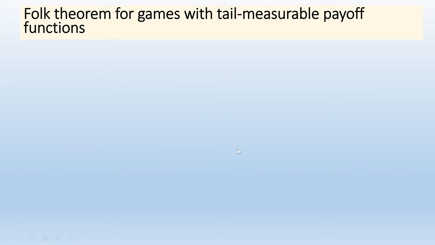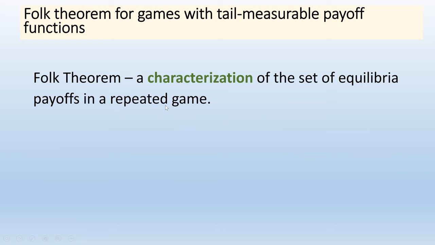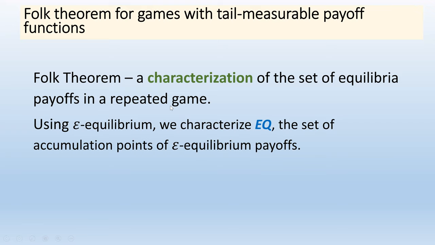Now we move to characterization of the payoffs that we can obtain in equilibrium. The folk theorem in game theory refers to a theorem that characterizes the set of equilibrium payoffs, usually within a repeated game framework. In this setting, since sometimes exact equilibrium does not exist, we focus on epsilon equilibrium. And we ask, what is the set of payoffs that are the limits of epsilon equilibrium payoffs as epsilon goes to zero? What's the limit set? What's the set of payoffs that can be approximated with epsilon equilibrium payoffs for decreasing epsilons?